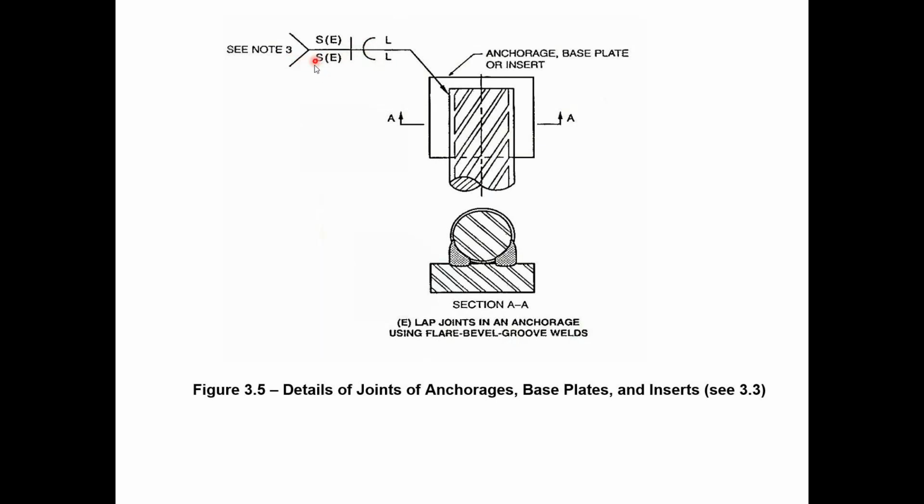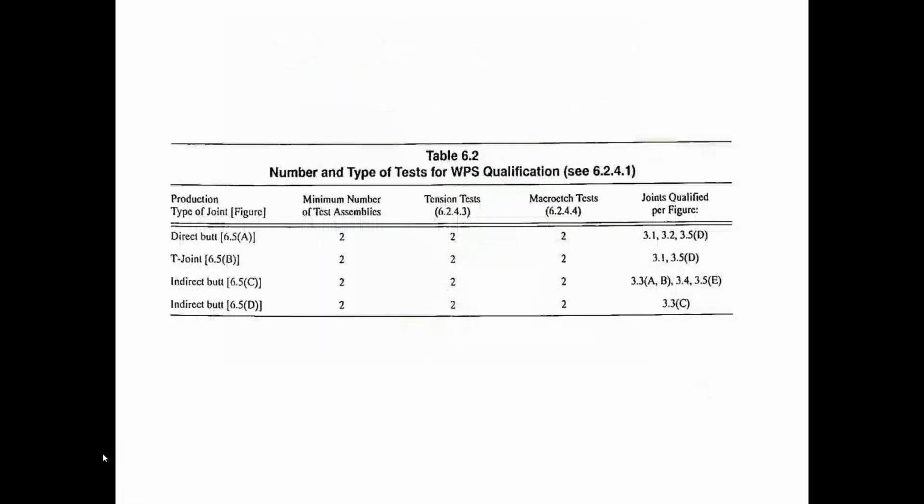The S is the size of the weld, so that's the dimension of the weld that's required. L is the length. So what length of weld is required, all that will be given to you in the weld symbol. We'll talk a little more about how to read those. Here are those tables that I was referring to. These just tell you the different number and type of test that's required for qualification of a weld procedure.